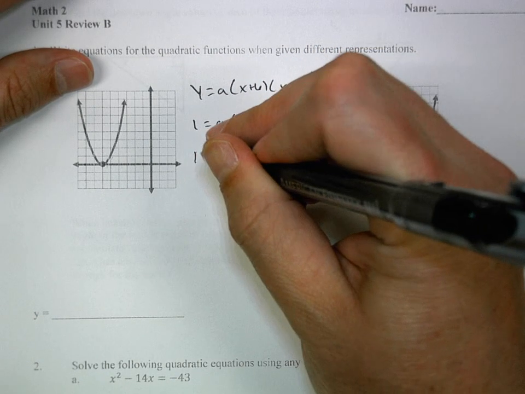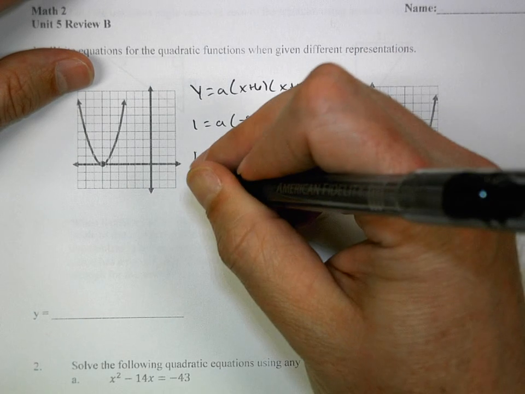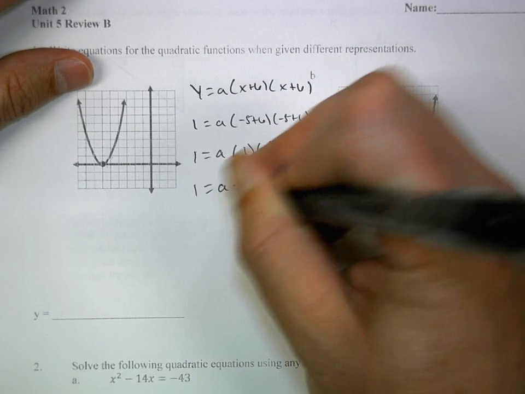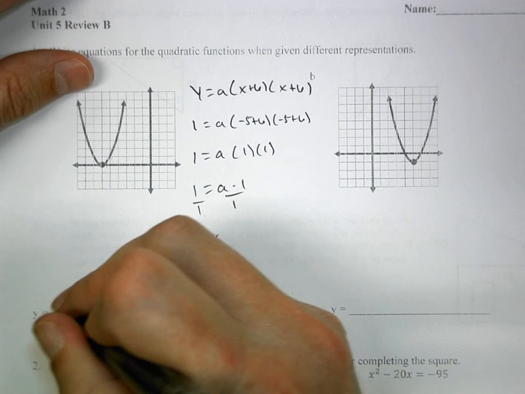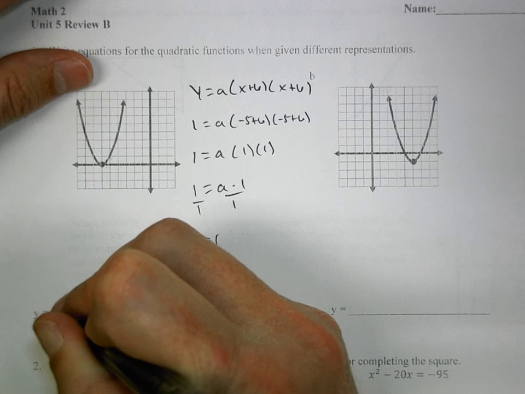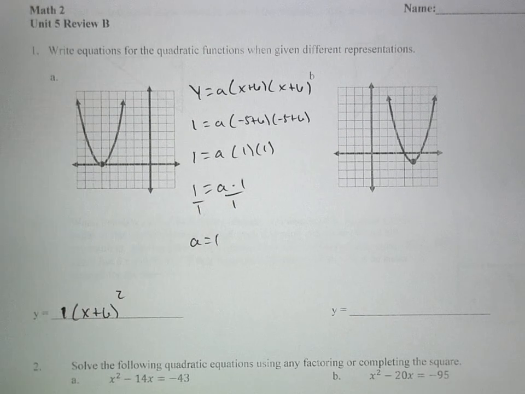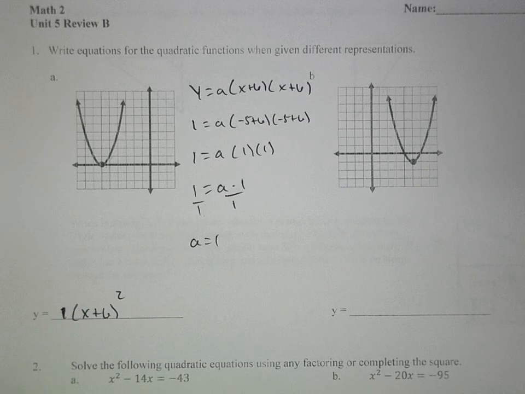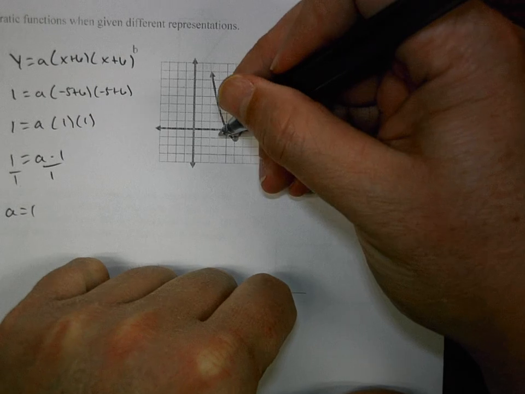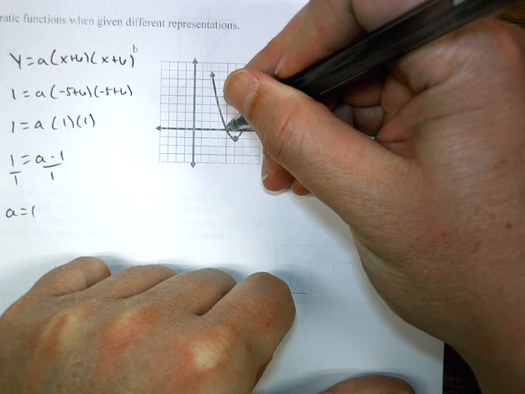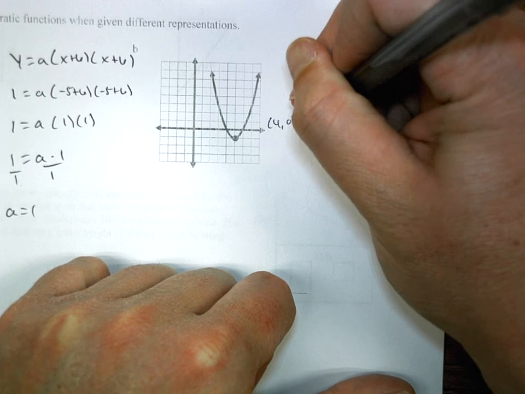So 1 is equal to a times 1 times 1. And 1 is equal to a times 1. Divide both sides by 1. A equals 1. So our equation is y equals 1 times x plus 6 squared. Same thing over here. We have our intercepts. Our intercepts are located at 4, 0 and 6, 0. So 4, 0 and 6, 0.